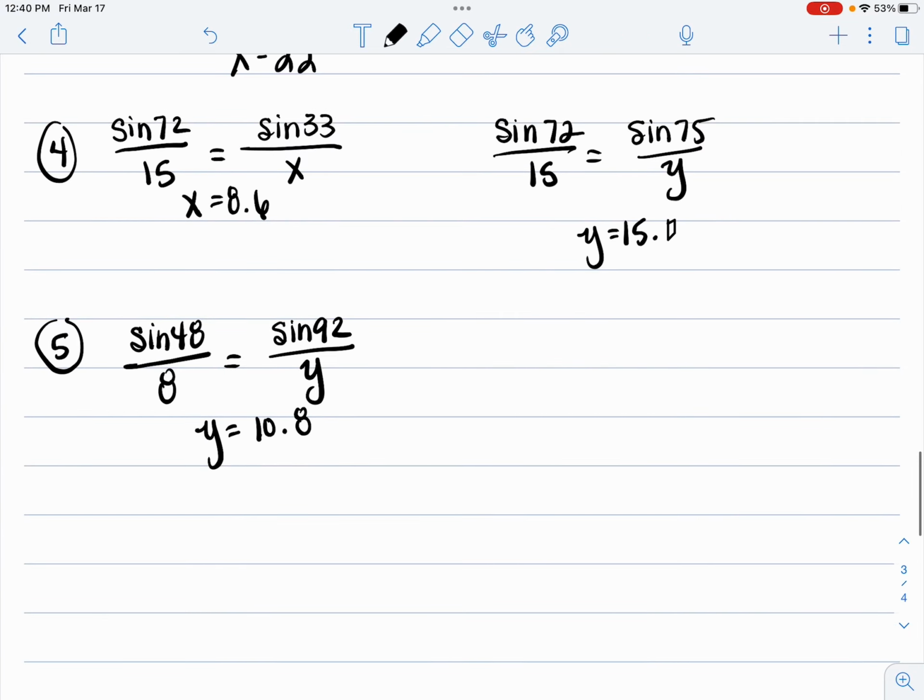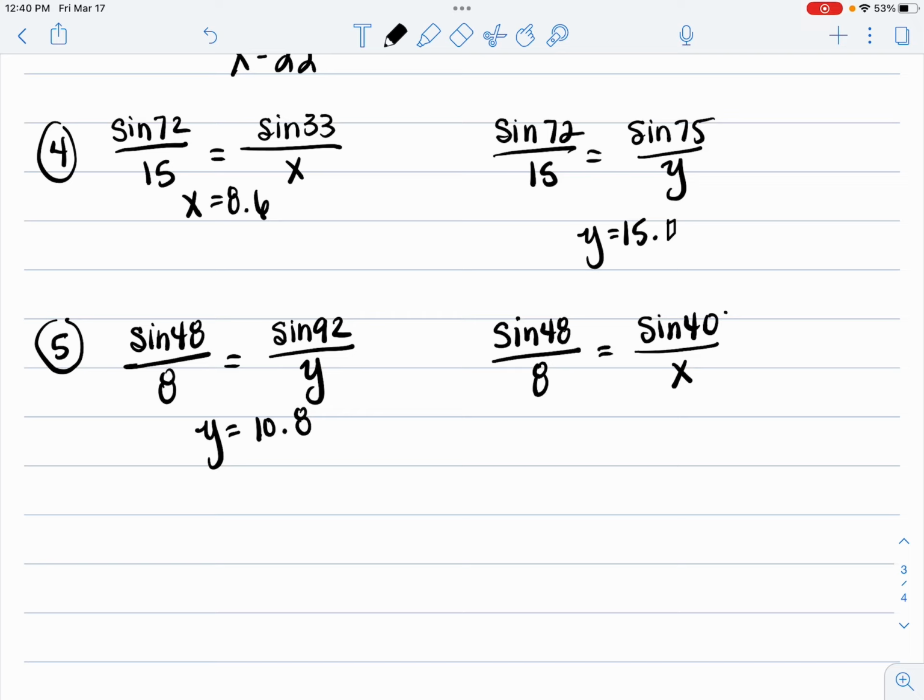So again, keeping the sine 48 over 8. So I know that's true. This time I'm going to need to have the sine of 40. And again, that's across from x, right? Yes. So 8 times the sine of 40 divided by the sine of 48.